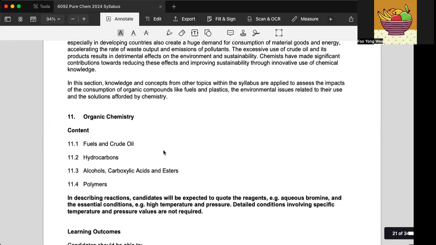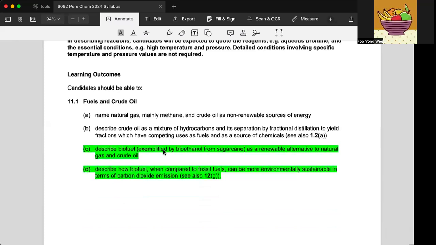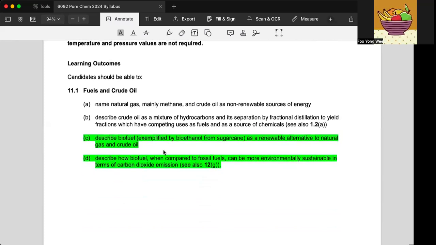Then we have organic chemistry. No need to say so much. It is confirmed a lot, especially the new part on recycling of plastics. Pay attention to that.